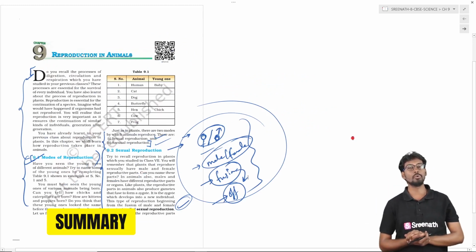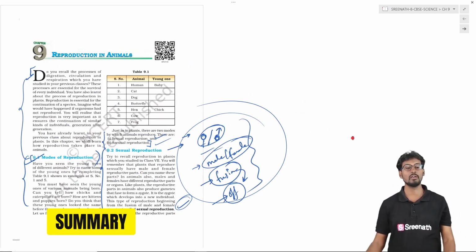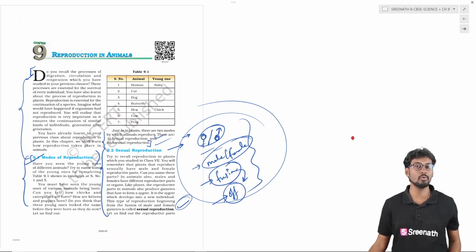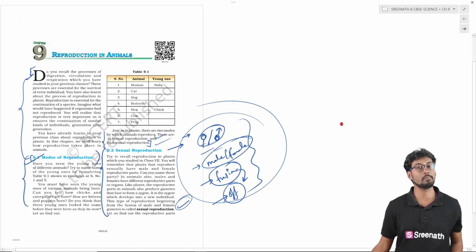So coming to the summarization of this chapter 9, that is reproduction in animals. Here we are going to discuss how there is an increase in the population number, and how there is an increase in the cell number, which is equal to reproduction in case of lower organisms and lower animals.